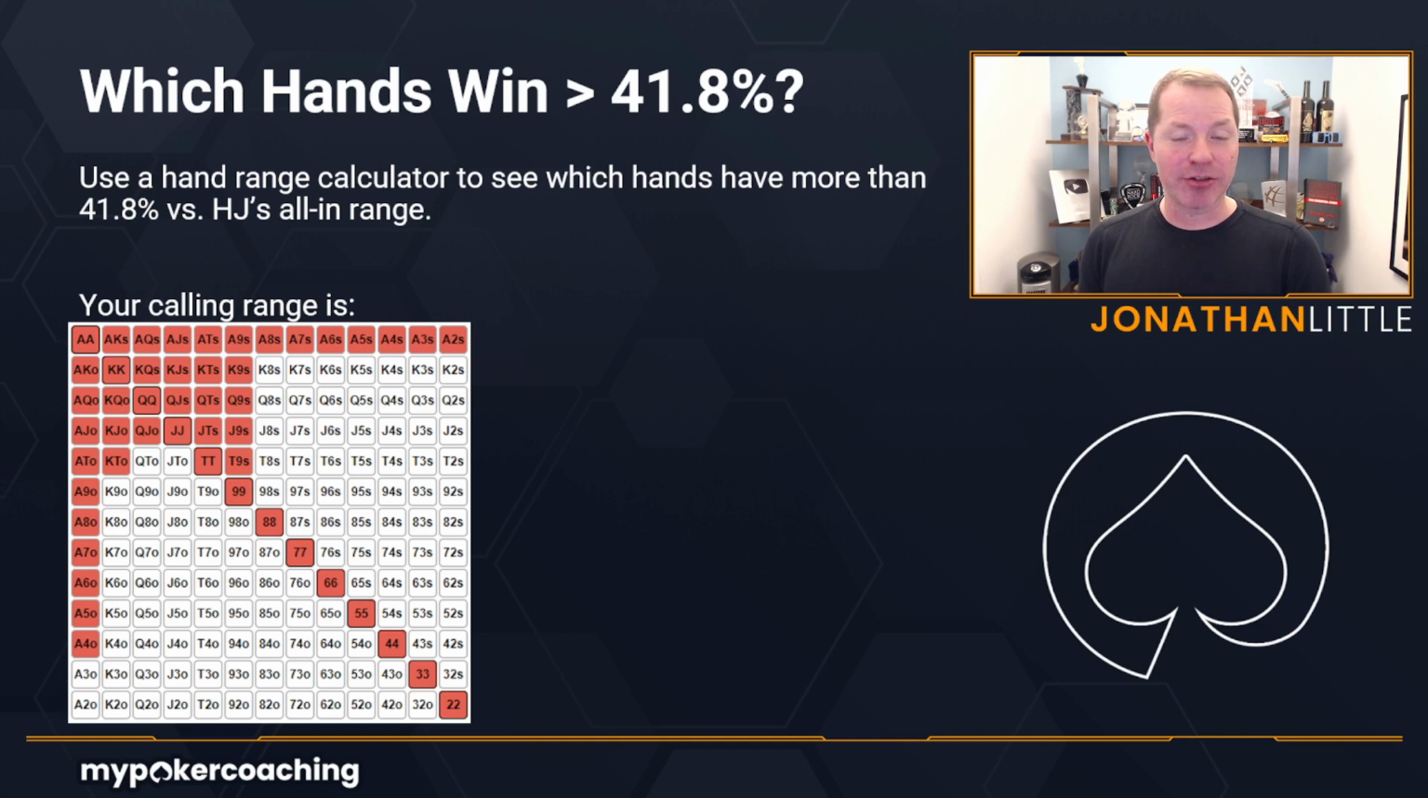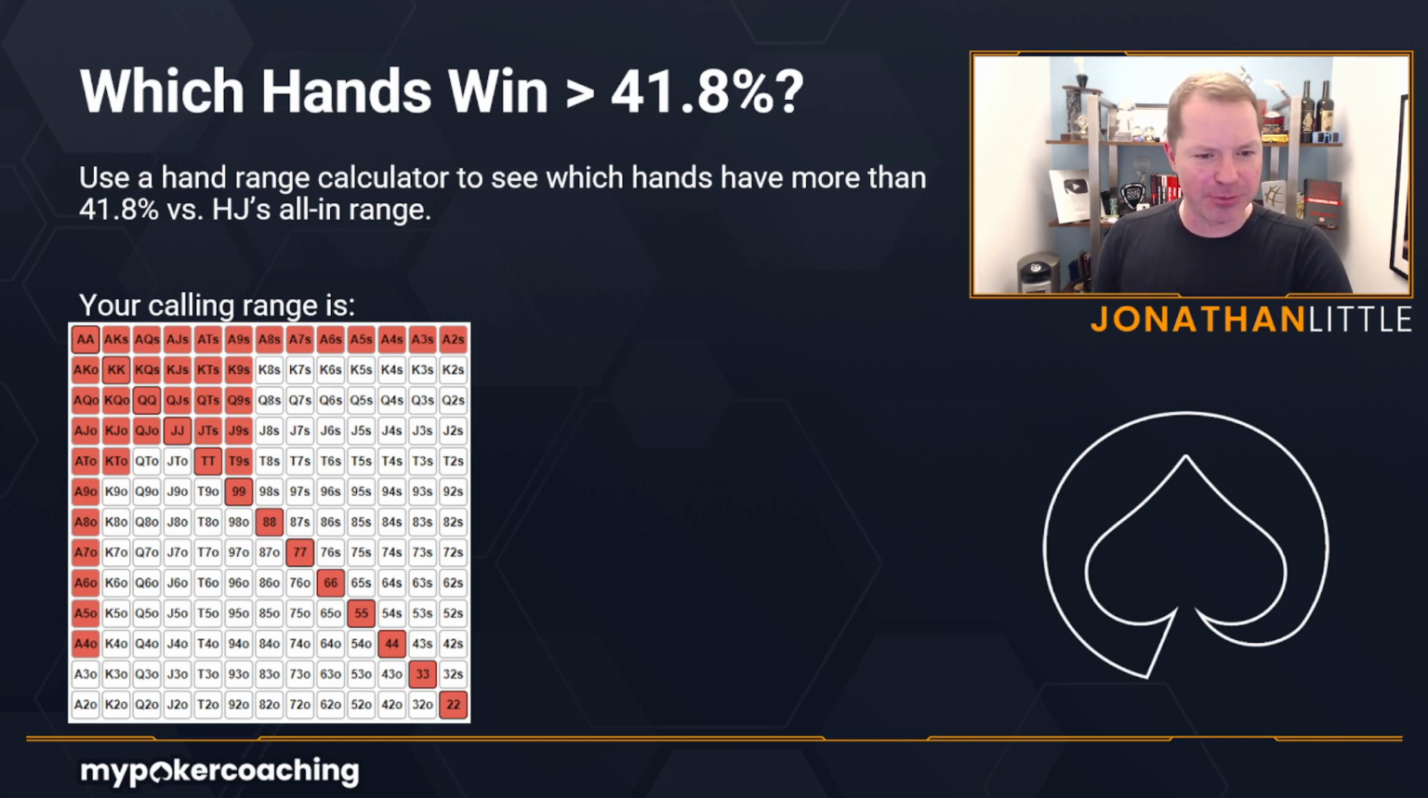Well, you can use a hand range calculator like Equilab or many other ones out there to see which hands have more than 41.8% against the hijack's all-in range. You can go through every single individual hand and figure that out. A lot of the tools like Equilab have a hand range calculator feature where you can put in your opponent's range and ask it which hands have more than 41.8% equity, and it will spit out this range. All the hands here have more than 41.8% equity, which means you can call profitably with all of these hands.